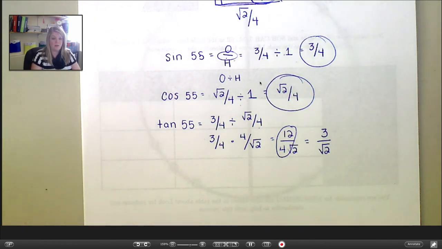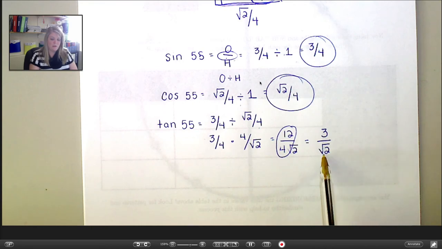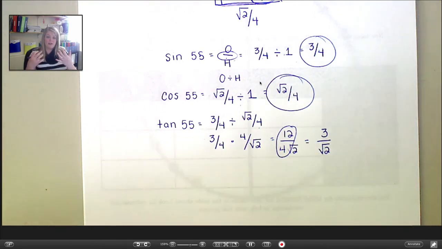We are almost done. That's almost our answer. In fact, it is our answer, but it's not written in the way mathematicians like. Mathematicians are very funny about having square roots on the bottom. You're not allowed to have an irrational number on the bottom of a fraction. So what we have to do is something called rationalizing, and you might remember this from last year.